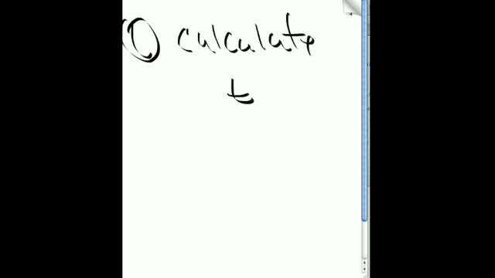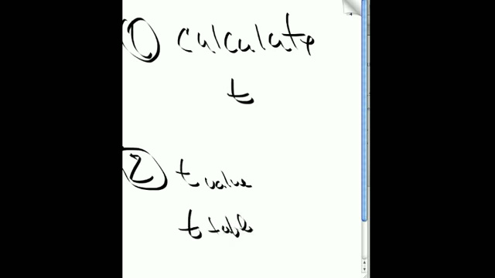We know we have to do two things. First, we have to calculate t. And then second, we have to look up the t-value in the t-table, because we're going to compare what we calculate to the value in the back of the book. So let's get started.